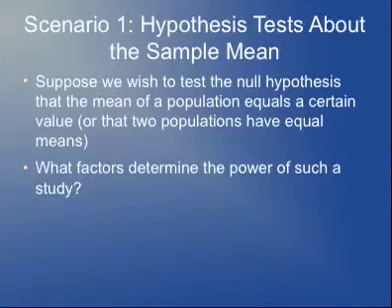So, first, I'll just consider a couple simple scenarios for power calculations today. The first scenario is you're going to test hypotheses about the sample mean. Say you want to test the null hypothesis that the mean of a population equals a certain value, or that two populations have equal means. Say you give a new painkiller and a placebo to two groups. You want to test the null hypothesis that the mean pain levels, or the mean difference in pain, is different between the two groups. So what factors will determine the power of this type of study?